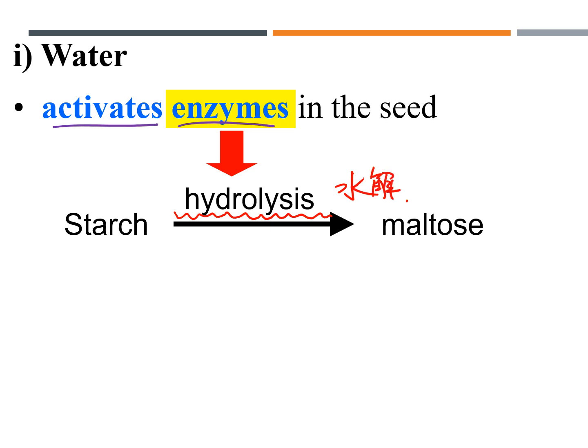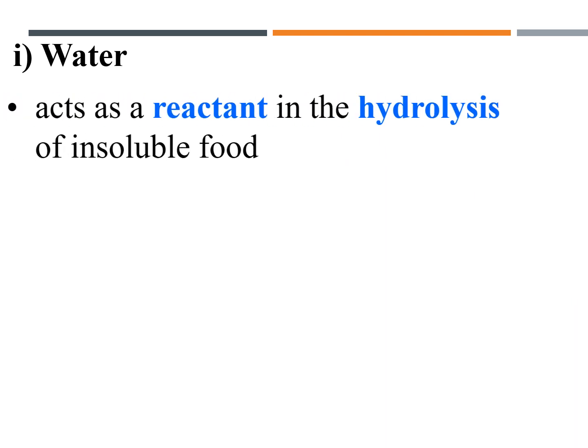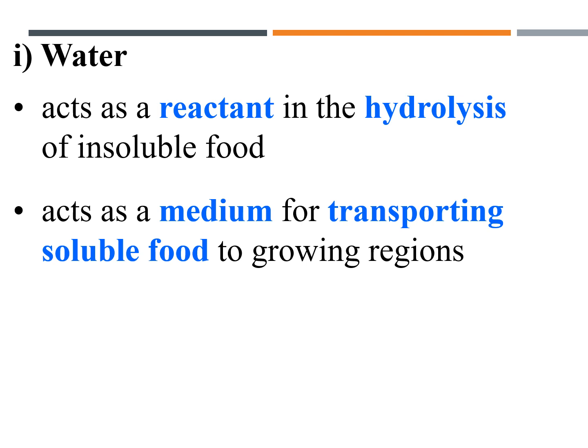Break down the word into two parts: hydro, water, lysis, breakdown. It breaks down the starch, 澱粉, into maltose, 麥芽糖, using a process called hydrolysis. After being broken down into maltose, energy is released to form some structural components of the new cells. Besides activating the enzymes, water also acts as a reactant in the hydrolysis of insoluble foods such as starch.